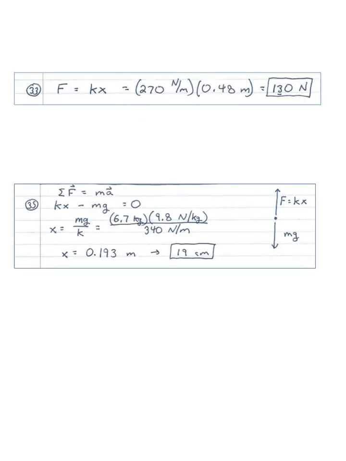Number 33, very simple spring question. What force is necessary to stretch a spring 48 centimeters if its spring constant is 270 newtons per meter? Well, the force is the spring constant times the displacement. So 270 newtons per meter. We need the displacement in meters. And so we'll say 0.48 meters, and we get 130 newtons.